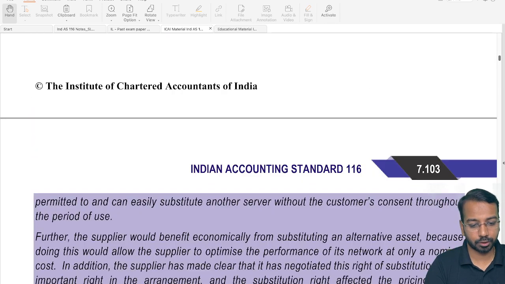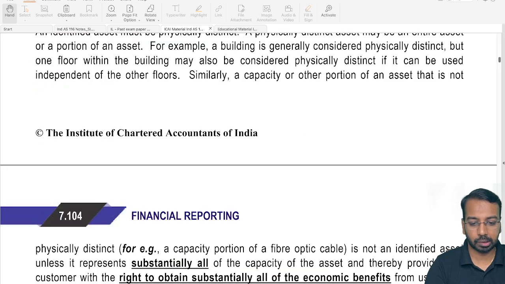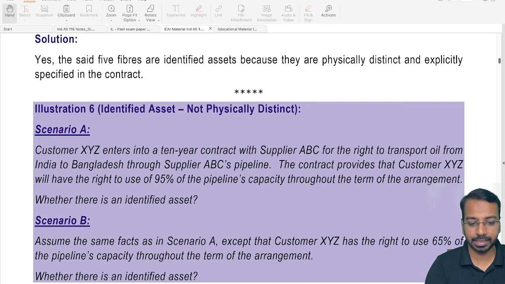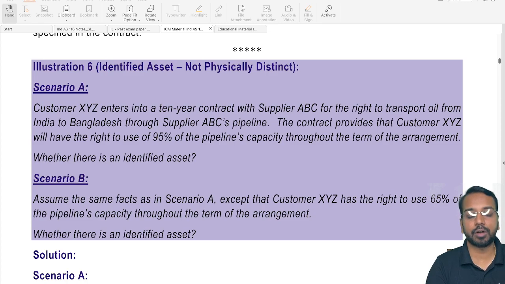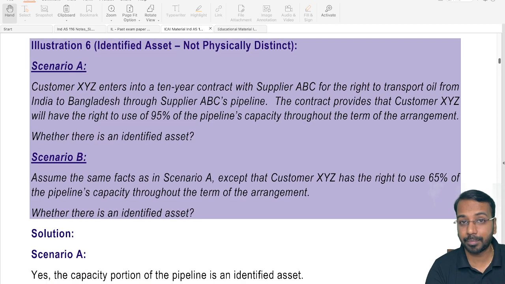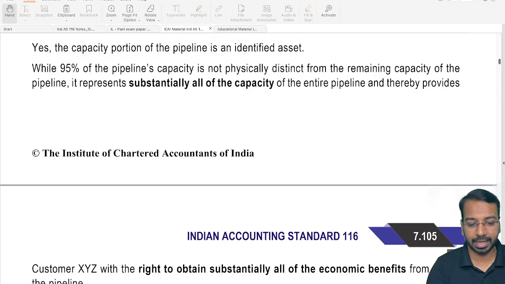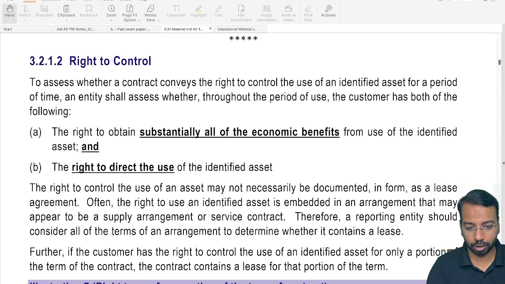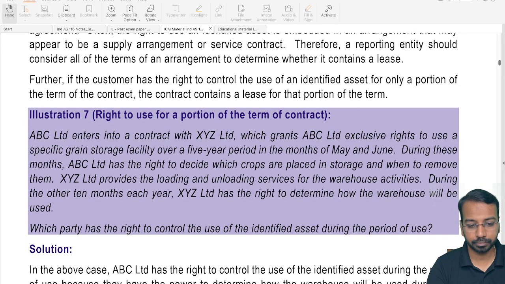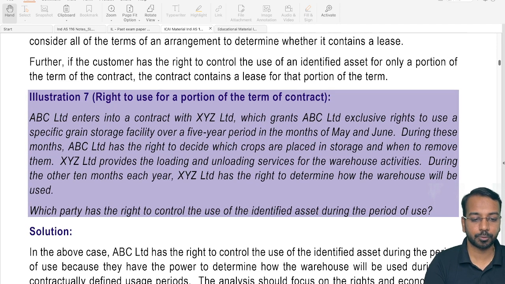So this we have also discussed. I'm just cross-checking if I have to share with you some example. If the asset is not physically distinct, please make a note, the 90% criteria applies. Only then can we say there is an identified asset. If it is 65%, it is not an identified asset. Then we have discussed the right to control. Now here, let's have a look at this one.